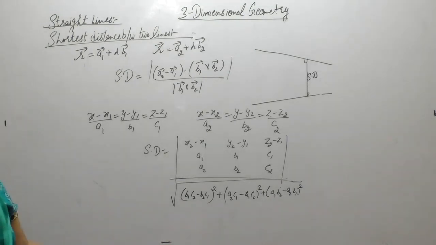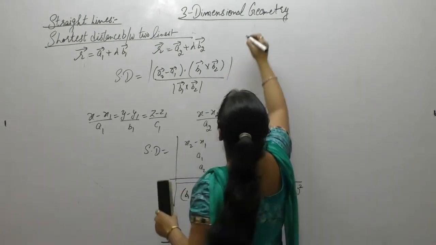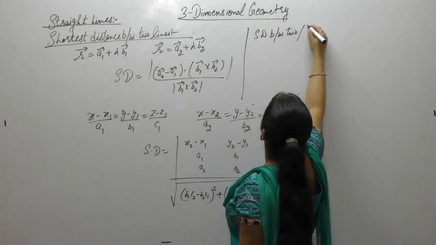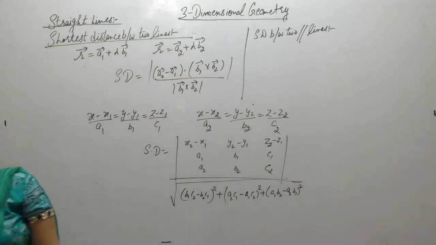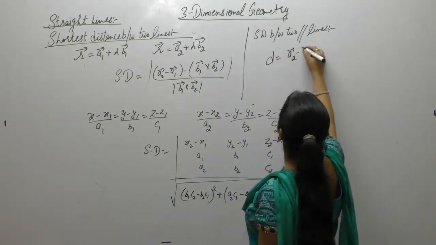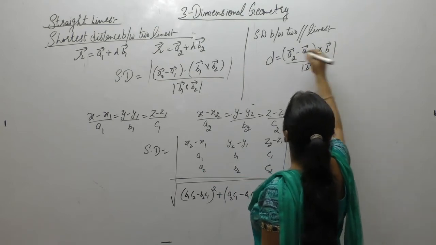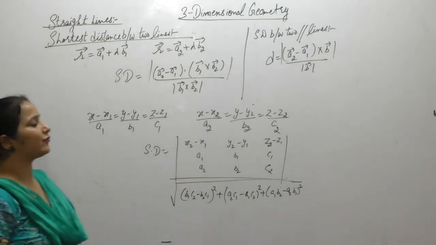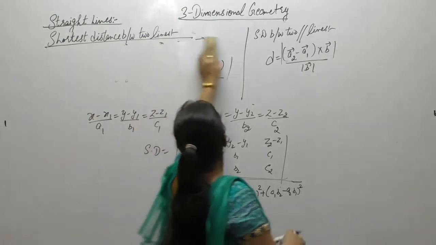Now next is the shortest distance between two parallel lines. If two lines are parallel, then the shortest distance between them is (a2 vector minus a1) cross b vector upon magnitude of b vector. Now using these formulas, we will have to find the shortest distance between lines. So let us start.